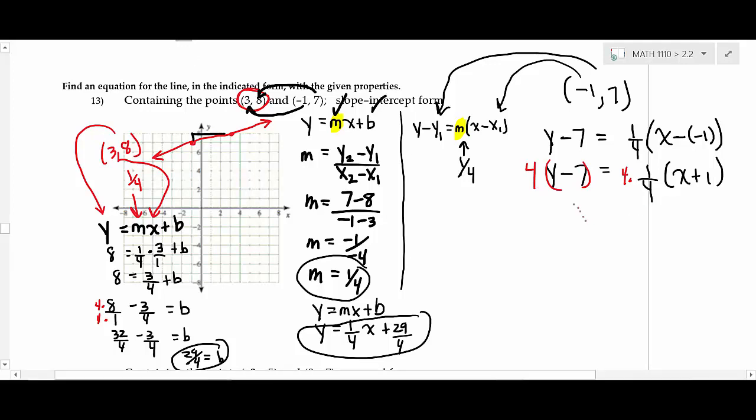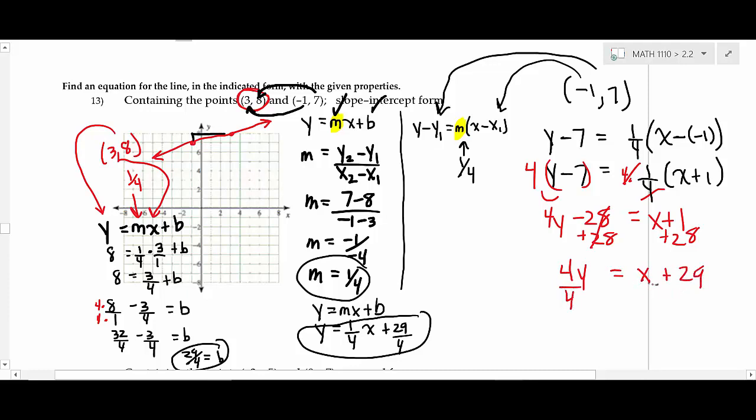So if you do it this way, you would have 4y minus 28. That would cross that out. That's left. That will be equal to x plus 1 like that. Let's see if we don't get the right answer. So what I'm going to do now is solve for y. I'm going to add 28 to both sides. That's going to give 4y equals x plus 29. Then what? Divide by 4. You've got the same answer. That's y equals, that's really 1/4 x plus 29 over 4.